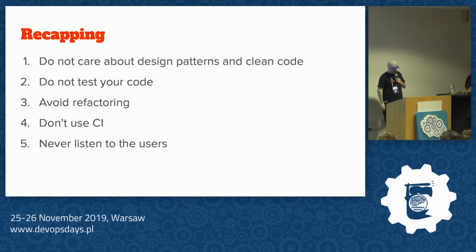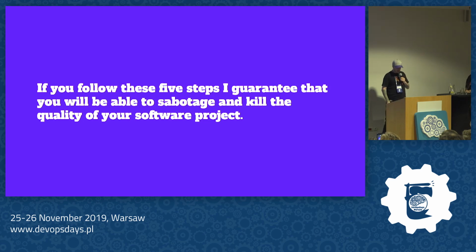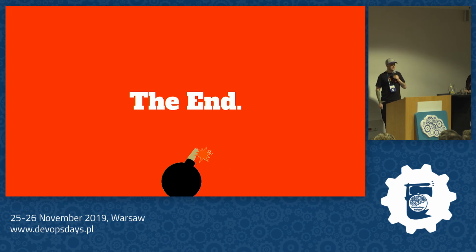So recapping, do not care about design patterns and clean code. Forget about all of that. Do not test your code, and if you do, test it only manually. Avoid refactoring. Leave the campground dirtier than you found it. Don't use CI, and never listen to the users. So if you follow these 5 steps, I guarantee you that you will kill the software quality of your project. Thank you.